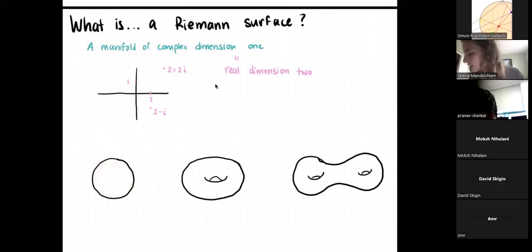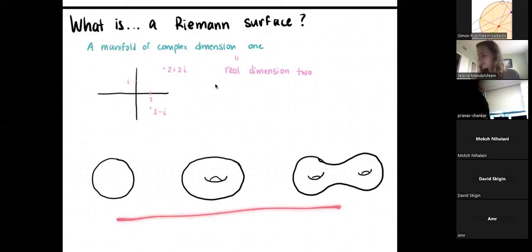Like I described before, we get this donut called a torus, where we could glue two of the tori together. And we can do this process. So these are examples of Riemann surfaces.